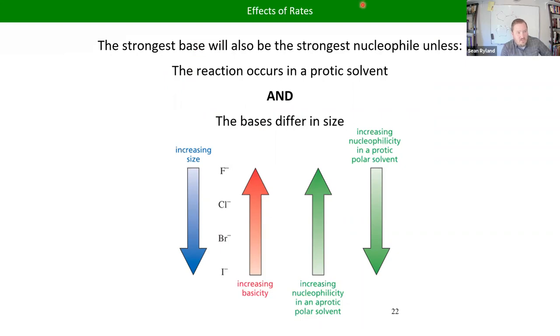All right, so here's the practical result of that. The strong base will also be the strongest nucleophile unless the reaction happens in a protic solvent. And if the bases differ in size, that can affect things as well, because the size of the base is going to affect how much stabilization can happen. If we look at this complicated figure here, fluoride is the best base out of these, which means it should be the best nucleophile as well, unless we're in a protic solvent.